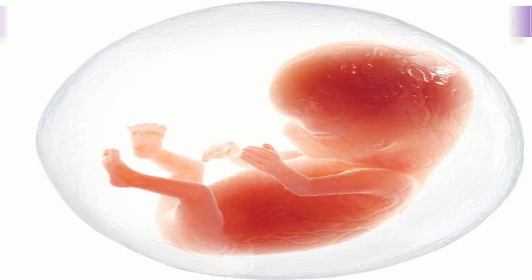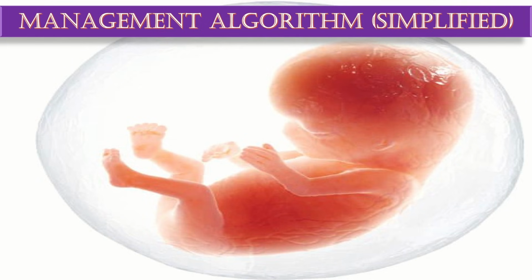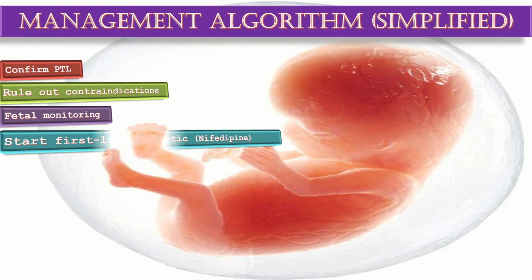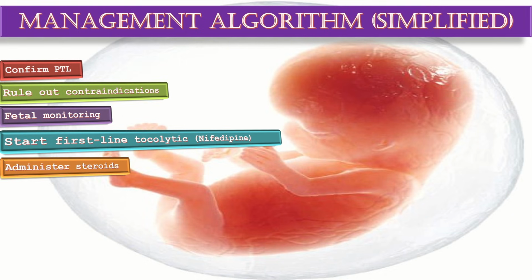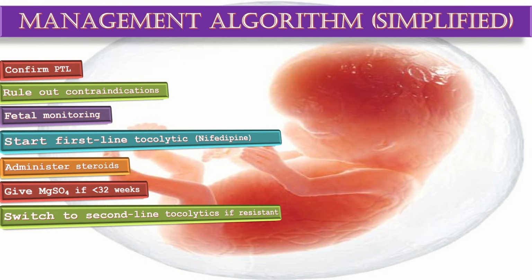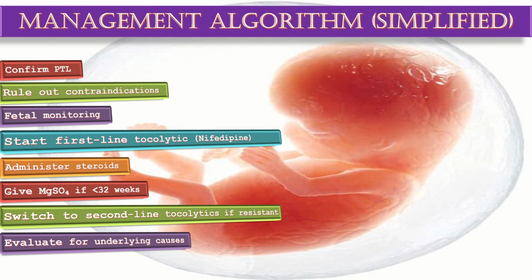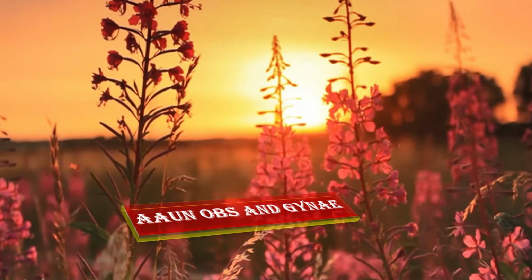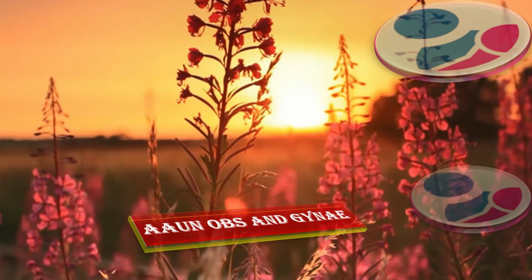So here we have the management algorithm of preterm labor. First of all, we need to confirm the preterm labor, rule out contraindications, and fetal monitoring should be there. Start first line tocolysis like nifedipine, administer steroids, and give magnesium sulfate if less than 32 weeks. Switch to second line tocolytics if resistant, and evaluate for underlying causes. So that was all about preterm labor and advanced tocolytic strategies.